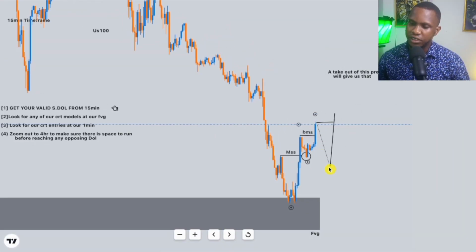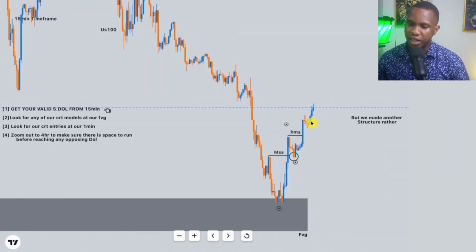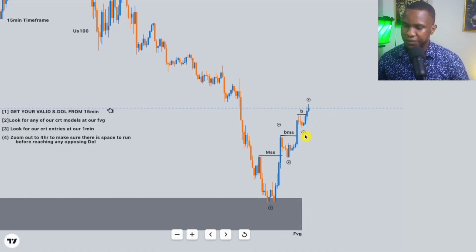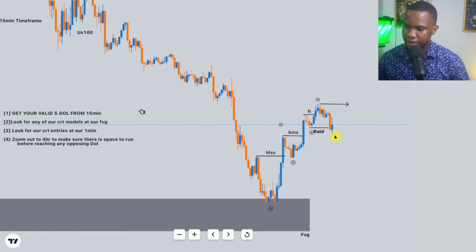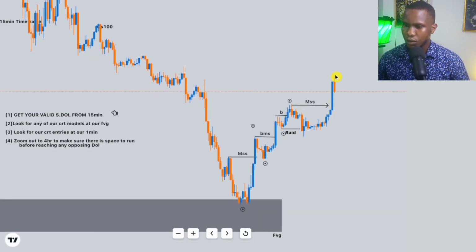A takeout of this previous low will give us that, but rather we made another structure right here, a break of market structure, previous low, previous high. Let's see whether it will give us that. This is our read. We anticipate a market structure shift right here, and we got it.